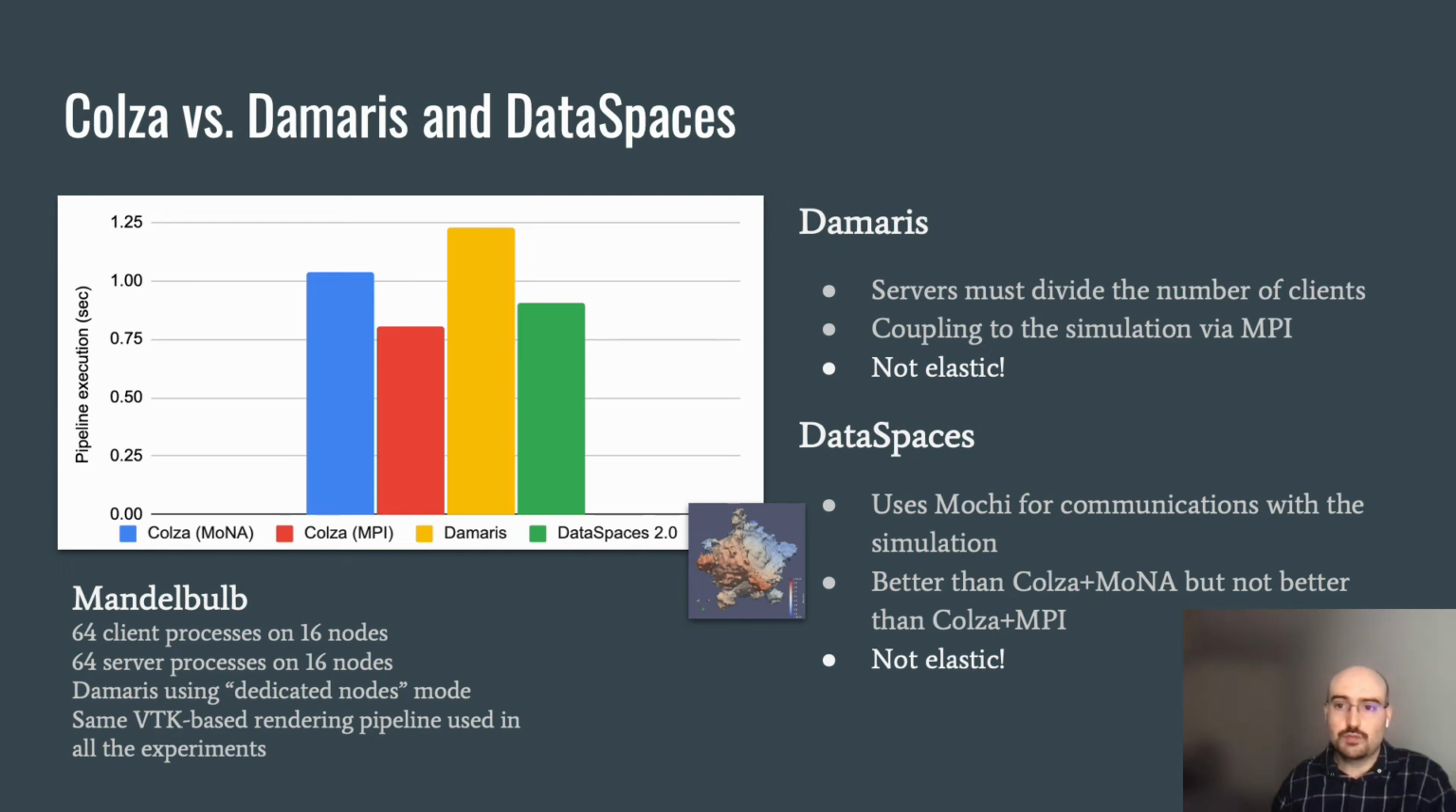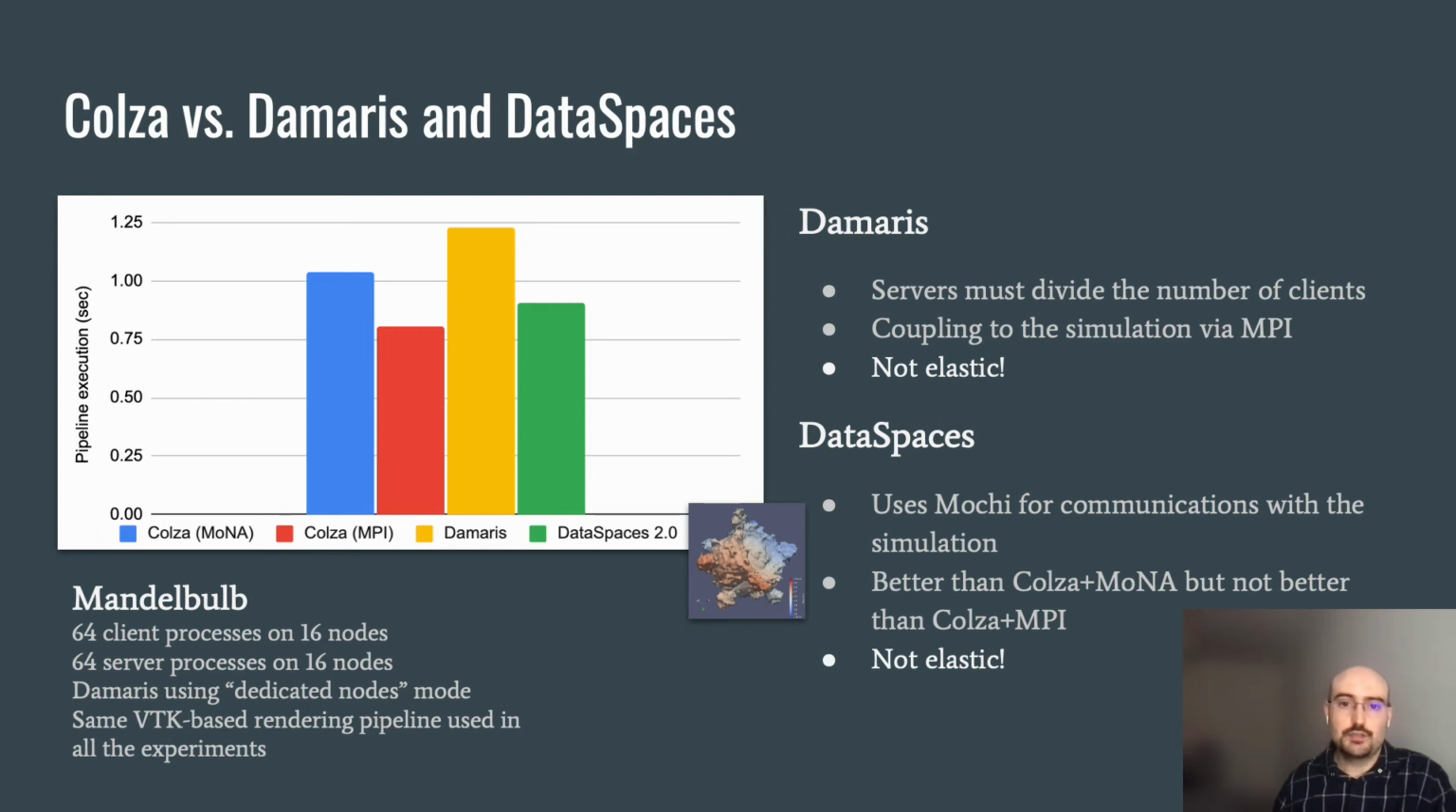However, contrary to these frameworks, Colza is elastic. Besides, Damaris imposes much more constraints on the simulation. Its coupling to the simulation is done via MPI, and the number of servers must divide the number of clients, which imposes a restriction on the scale at which the visualization can run.